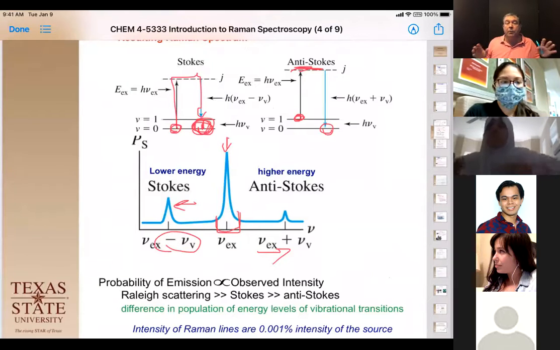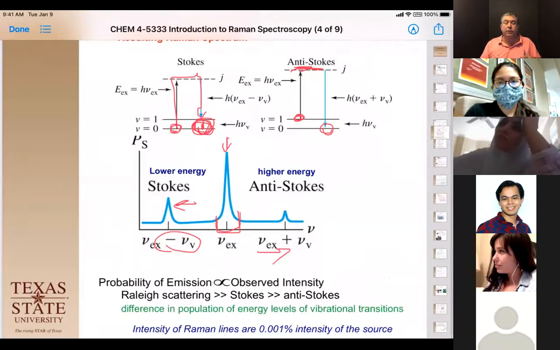So most of the time when we actually analyze Raman data, we're looking at our Stokes shift, in our translated Stokes shift emission that we have there.